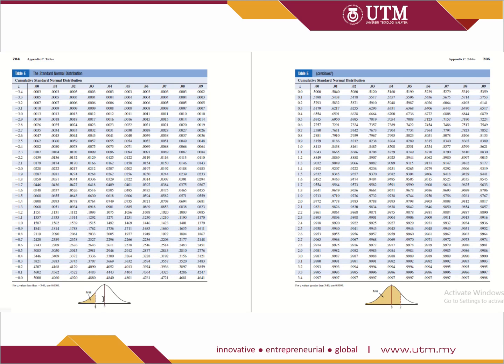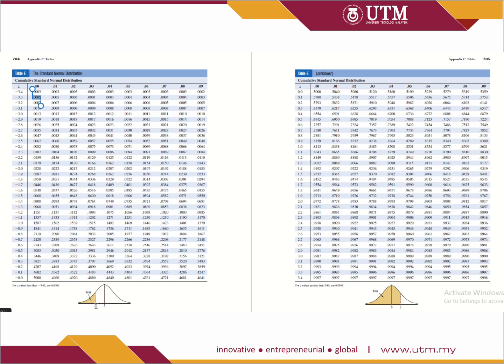Okay, so our Z here refers to negative 3.3. So just go to the first column and find negative 3.3, and you can see it is here. Okay, negative 3.3, and this row shows the second decimal point. But for our case, it's just negative 3.3, meaning that the area of this would be 0.0005.